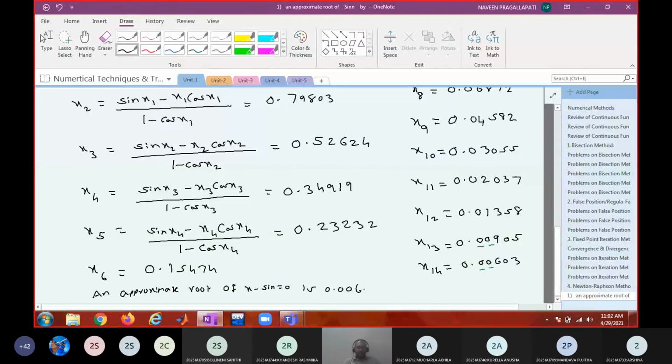Corrected to two decimals. That means we can guarantee that these two decimals will be there in the exact root. The remaining decimals we are not sure.